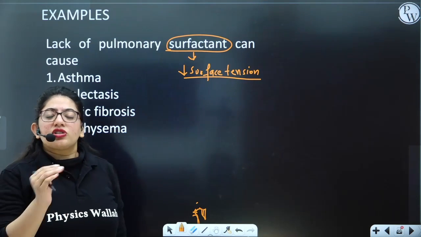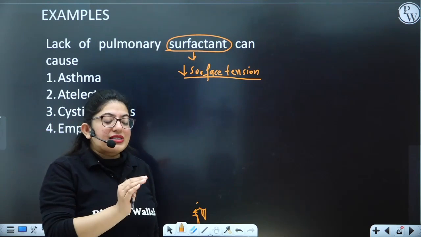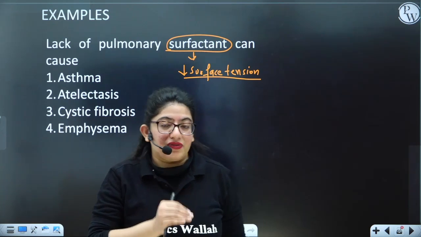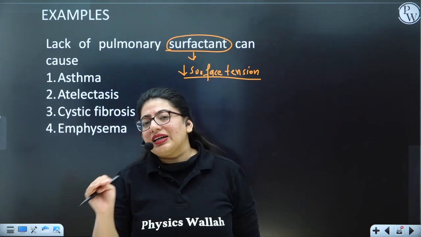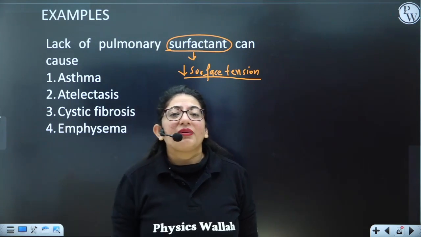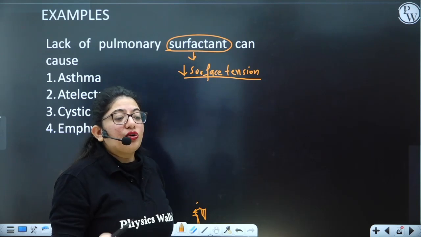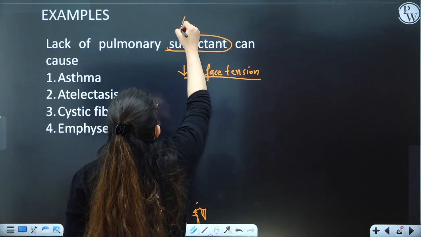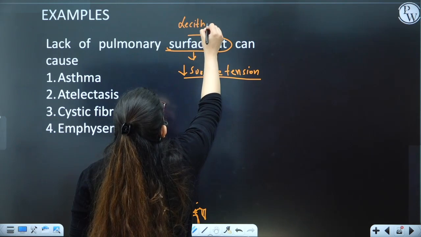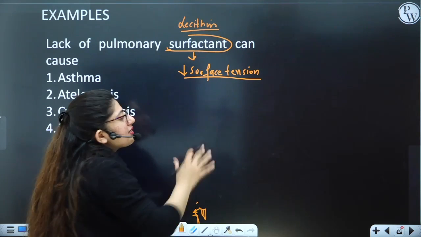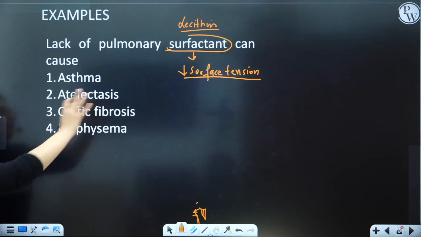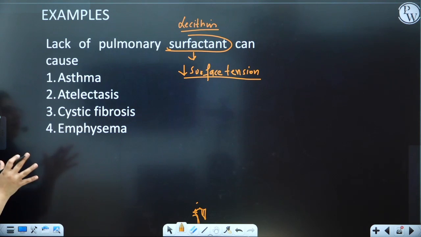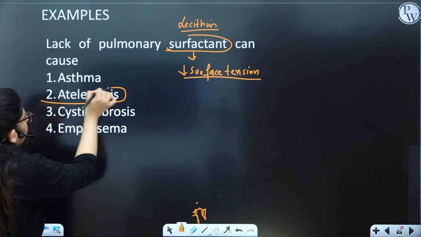The more the surface tension, the more is the collapse. So what does lecithin do? It decreases the surface tension. So whatever things decrease the surface tension, you call them surfactant. So whenever you don't have that lecithin, what is lecithin? Lecithin is a phospholipid. It is acting as a surfactant. What is a surfactant? That decreases surface tension. If you don't have this lecithin, your alveoli will collapse, and that is known as atelectasis.